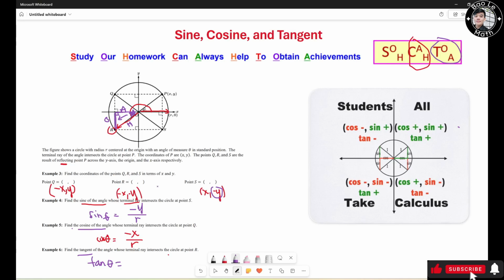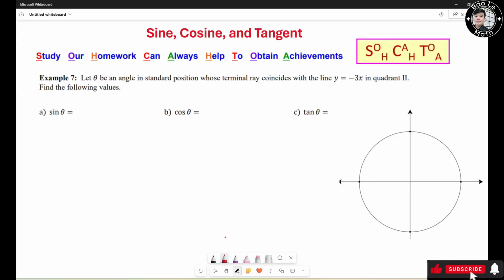The y-coordinate of point R is going to be negative y right here. So negative y over adjacent, which means the x-coordinate of point R. So the x-coordinate of point R, which means negative x right here, it's going to be over negative x. Now simplify, it's going to be y over x. Now let's move on to the next example.